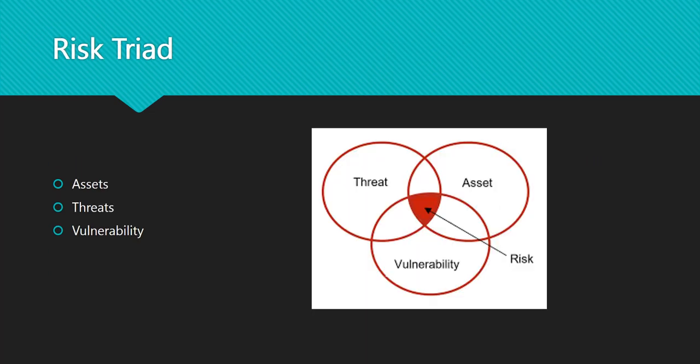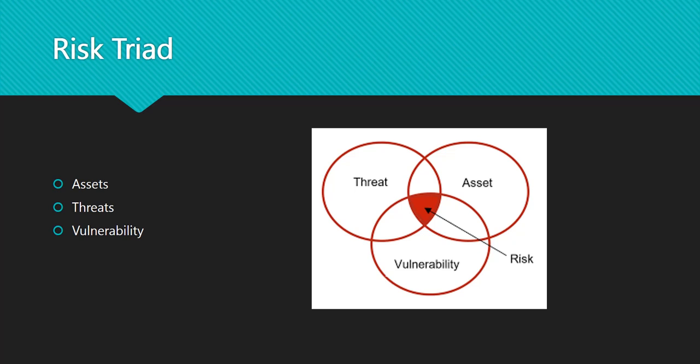Next is the risk triad. The three main components of the risk triad are assets, threats, and vulnerability. Assets include any document, data, software, or hardware. Threats can be the potential risks that can cause loss of the data, or can alter or change the data, or someone can even gain unauthorized access to the data. The vulnerability means the exposure of the network to the threats.